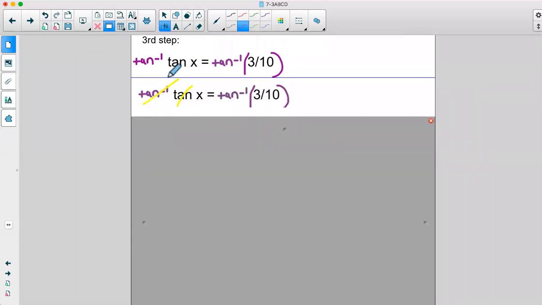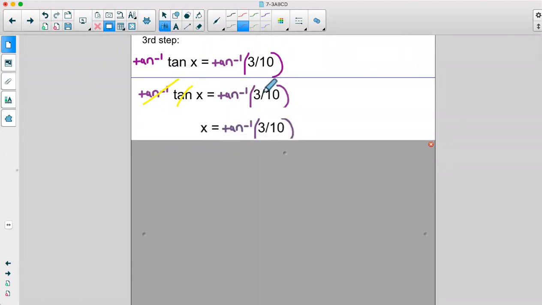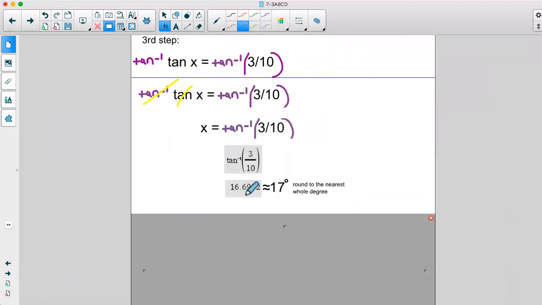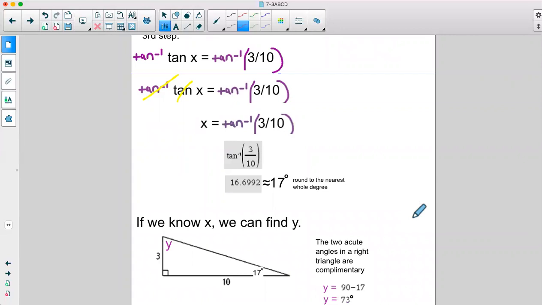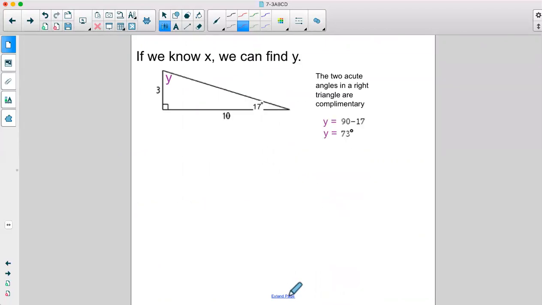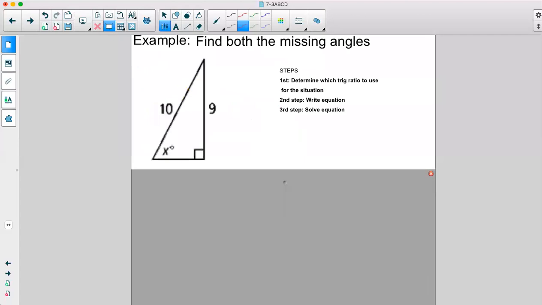And inverse tangent will undo that tangent, and x will pop out as long as we do inverse tangent to both sides. Punch this into your calculator and you will get this answer, and we'll round to the nearest whole degree. Once we know that angle, we know that the two acute angles inside a right triangle are always going to be complementary. So see if you can pause and practice on your own paper, and then press play for the solution.